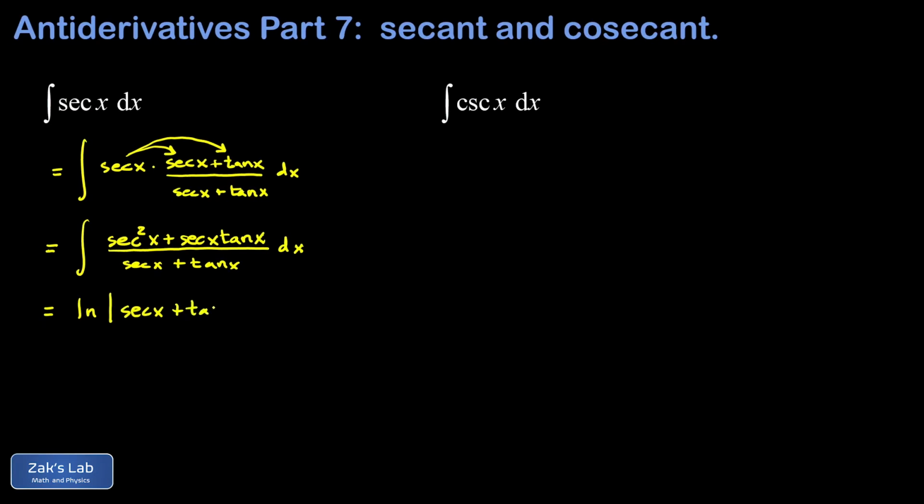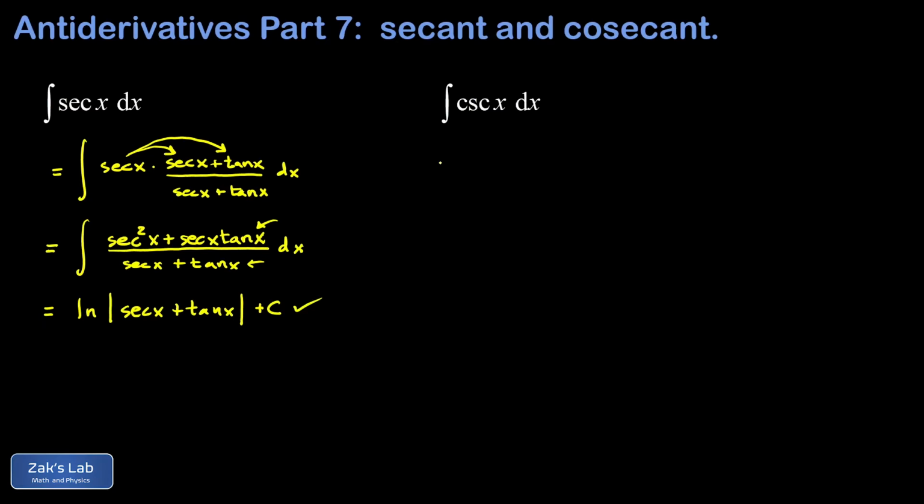When you differentiate this natural log, it gives you 1 over the argument, which is what we see in this denominator, in the integrand. And then the chain rule says you have to multiply by the derivative of that argument, which we see in the numerator. Don't forget to add your plus c. And we have our new formula for the integral of the secant function.